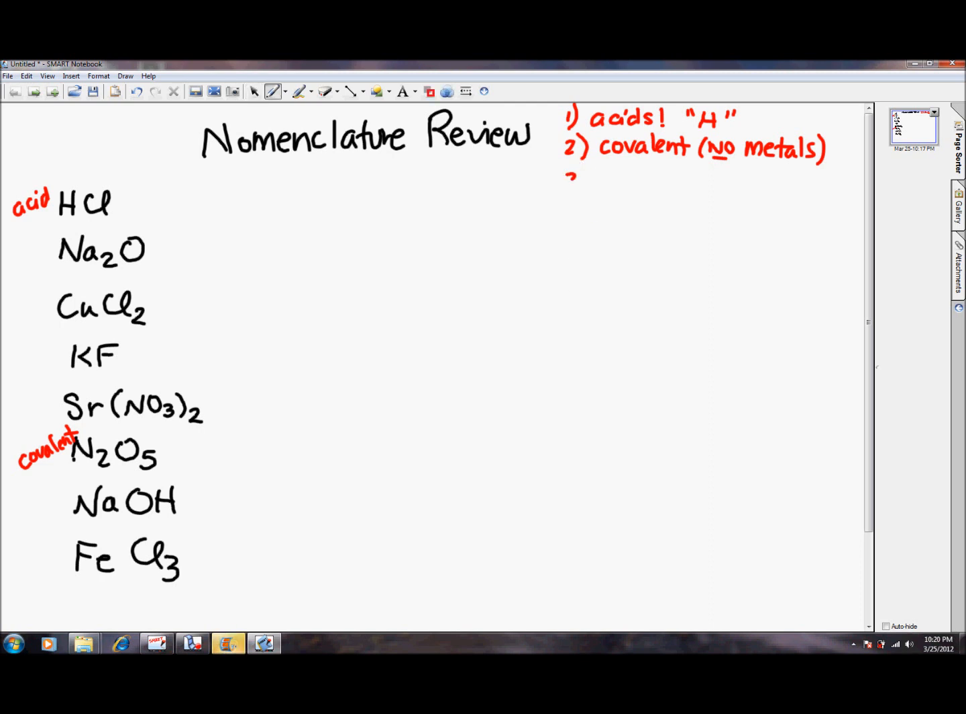Okay, the next thing is to look for polyatomic ions. Those are any compound that has 3 or more different elements. Alright, so let's look at what we have left. Okay, this is Na and O, 2 elements. Cu and Cl, 2 elements. K and F, okay, that's 2. Strontium, nitrogen, oxygen. Okay, 3 elements, so this one has a polyatomic ion.